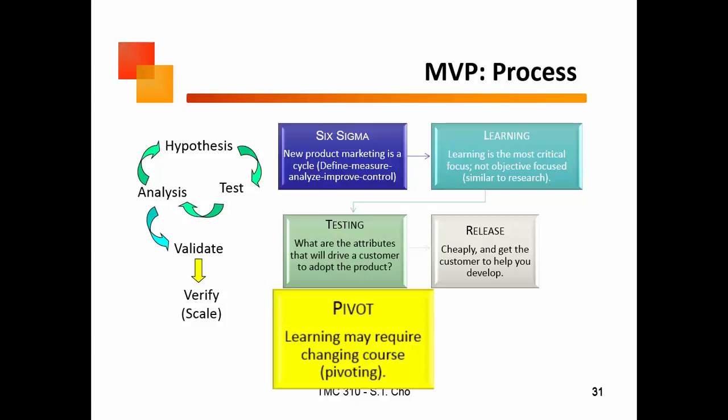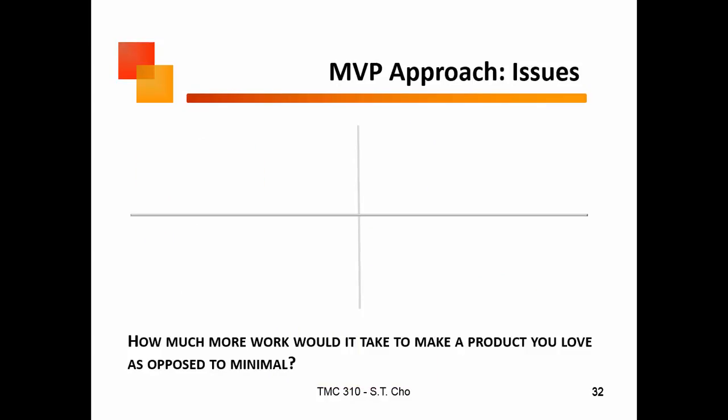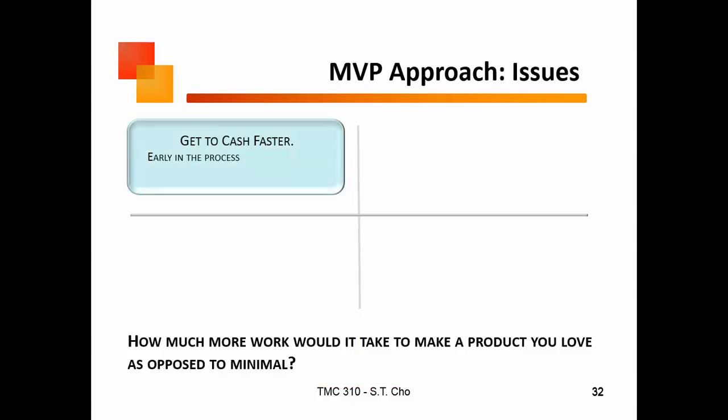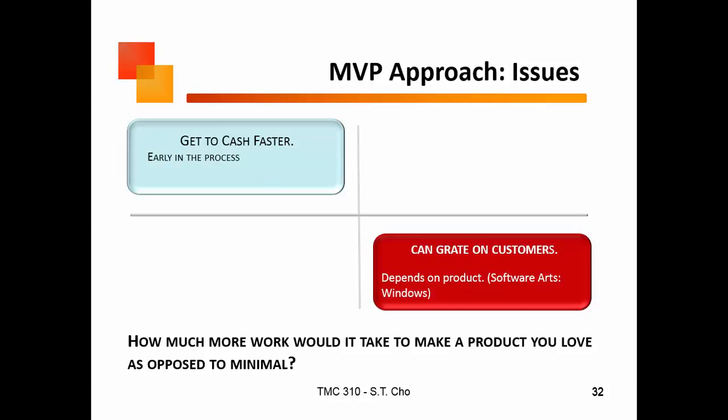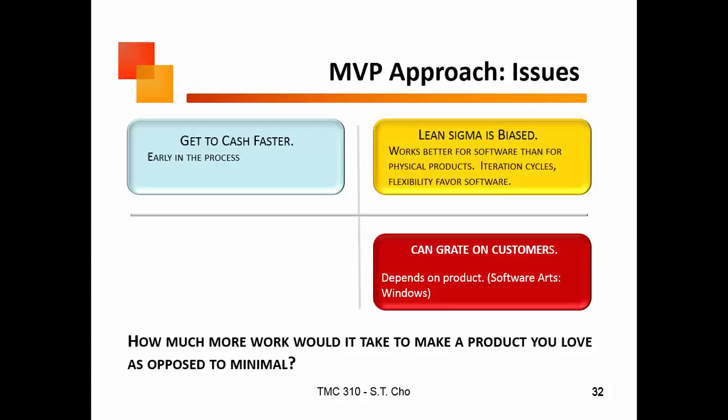You find out you really thought that this is going to be the market, and you find out it's somebody else. So in terms of the MVP approach, you can get to cash faster. You have to be careful about grading on your customers, meaning if you release your product too early and it doesn't work, a lot of people don't give you a second chance.